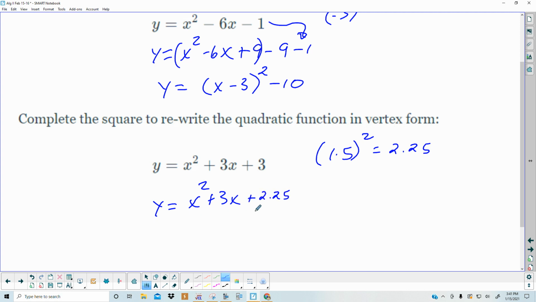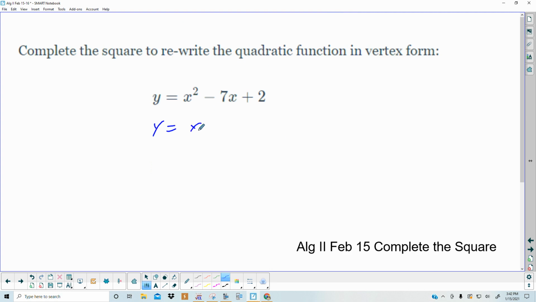Now that's a perfect square. Half the middle squared is this. But I have to subtract it to keep it balanced, plus 3. The first three things form a perfect square. And you factor it by taking half the middle, put a square on it, and then that's plus 0.75. And that's your answer.